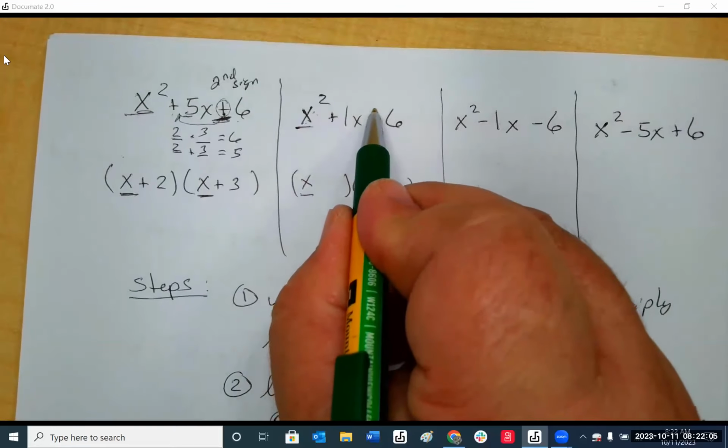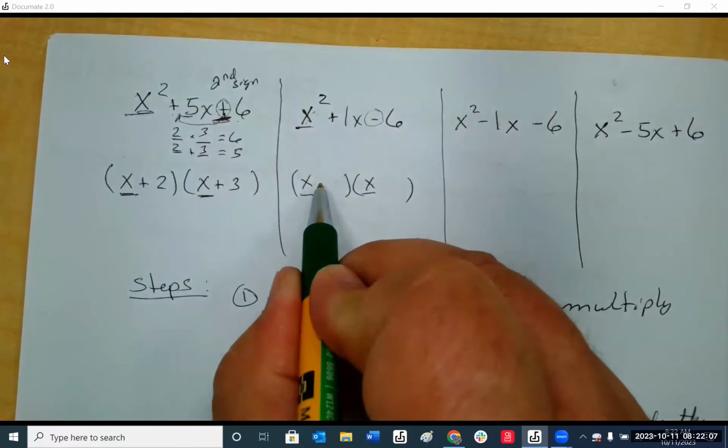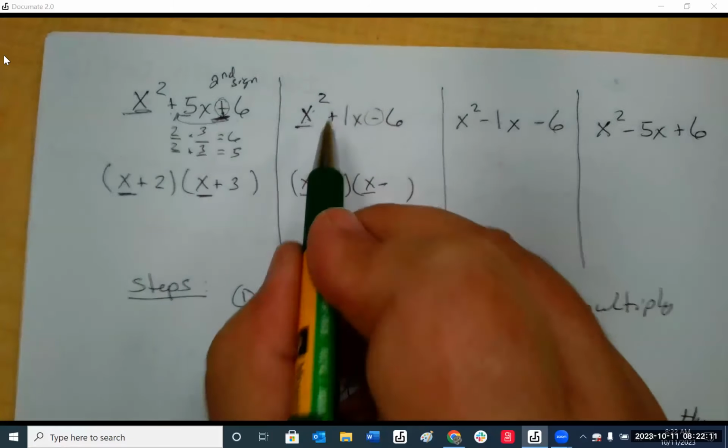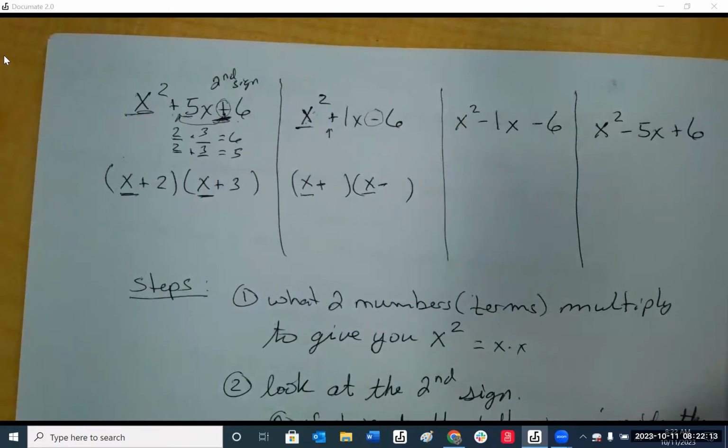Second step, look at the second sign. It's a minus. That means one's a positive and one's a negative. The bigger answer will be the positive number.